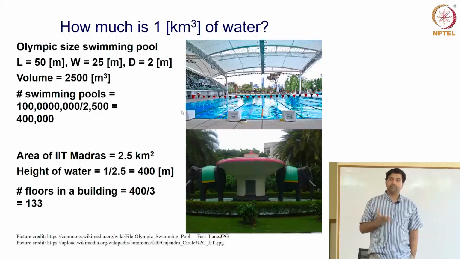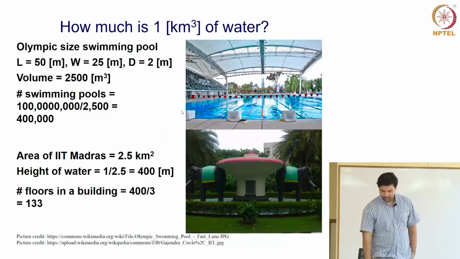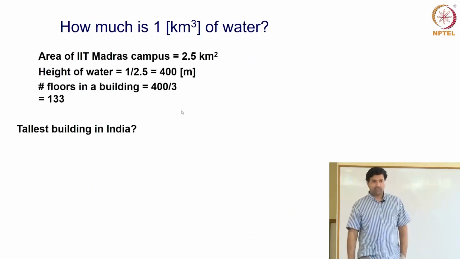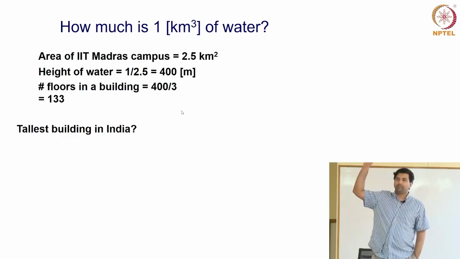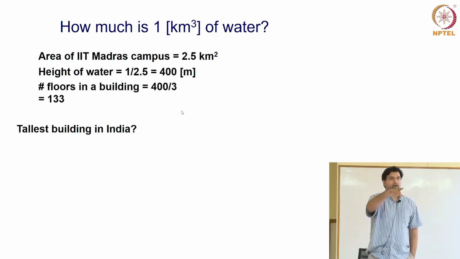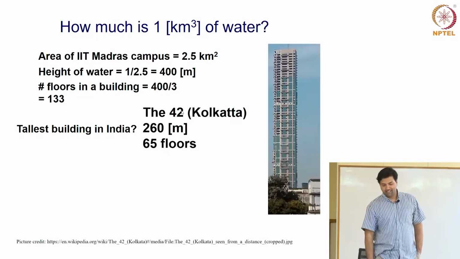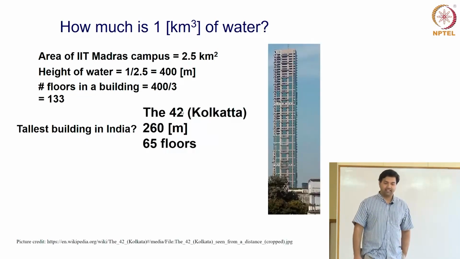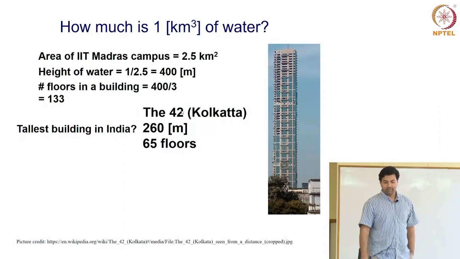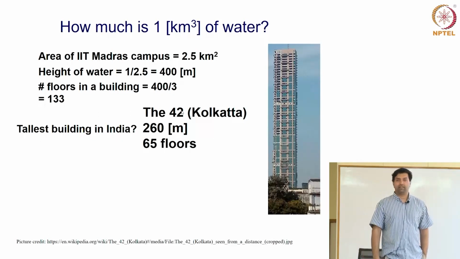It's really high. It's huge. Really huge number, right? So what's the tallest building in India? Does anybody know? Can you be louder, please? So the tallest building in India, at least according to Wikipedia, is the 42. It was recently constructed. It's about 260 meters, so about 65 floors. So the water we have to stack up is much taller than the tallest building in India. This is a really huge number.